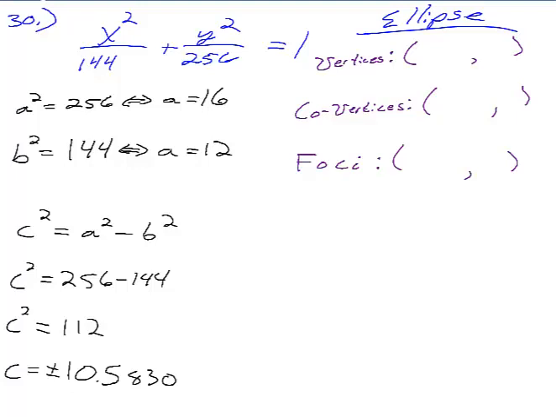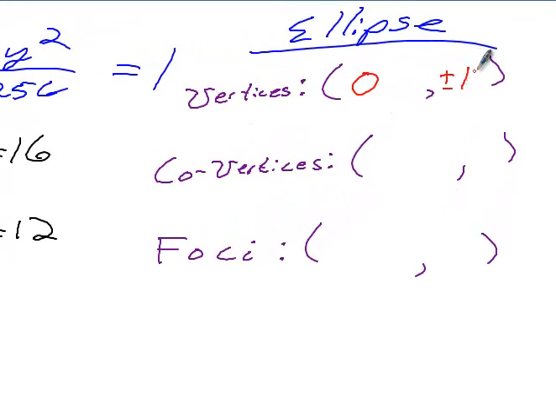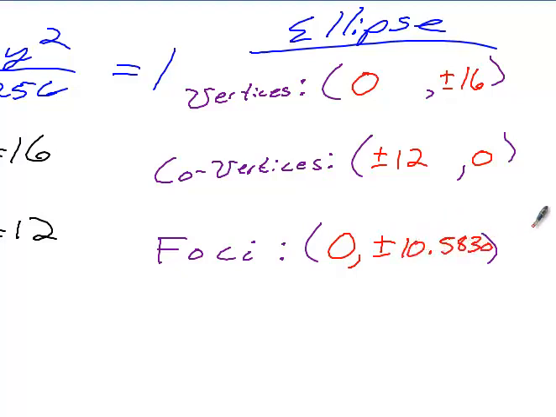So, for an ellipse, if A is under Y squared, what's the order for the vertices? Is it A, 0 or 0, A? 0, A. So I get 0, plus or minus 16. Everybody okay with that? Yes or no? So the co-vertices are always the opposite of the vertices. So this is going to be plus or minus 12, 0. Everybody okay with that? Yes or no? And then foci always match the vertices. So whatever its style is going to be what we use. So it's 0, comma, C. And you're done.